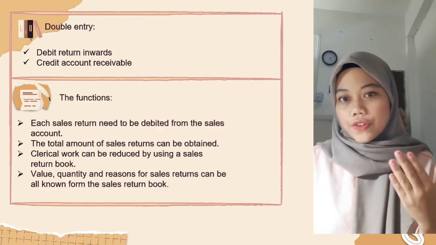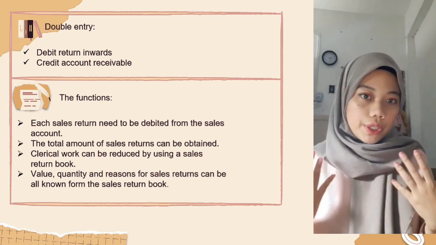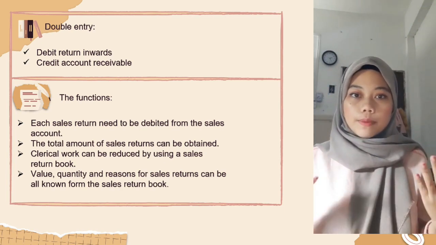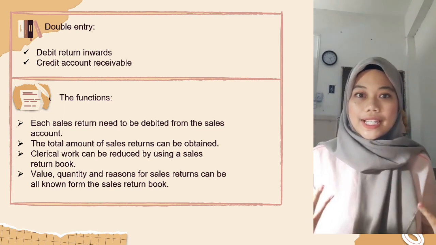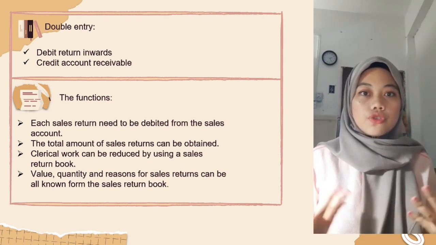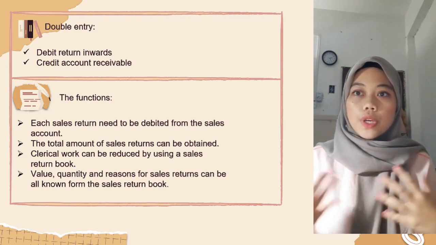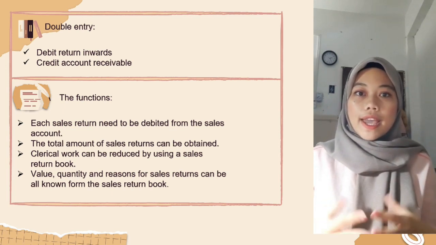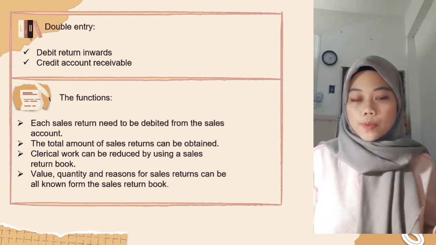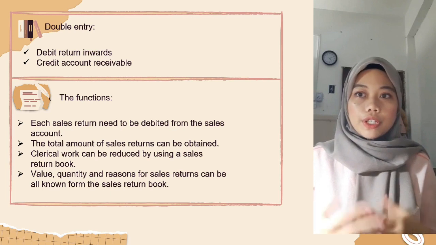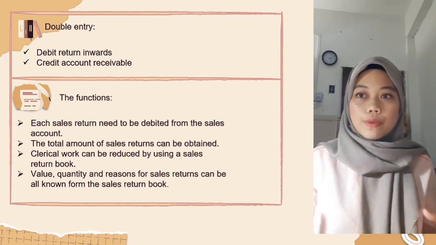The double entry for returns inwards is we debit returns inwards account and also credit accounts receivable if the customer bought the goods from us on credit. The function of returns inwards journal is that when a customer makes a sales return, we need to debit the sales account so we can obtain the total amount of sales returns. So the clerical work can be reduced by using a sales return book.